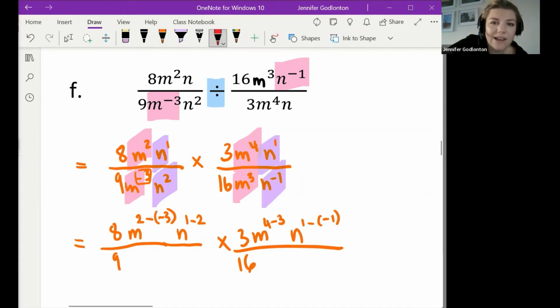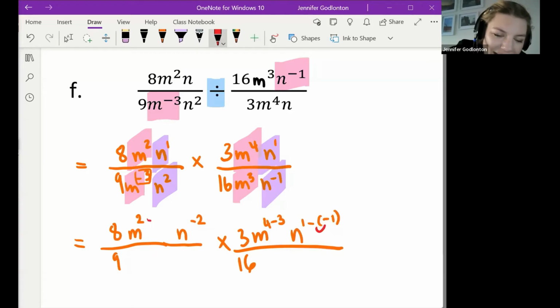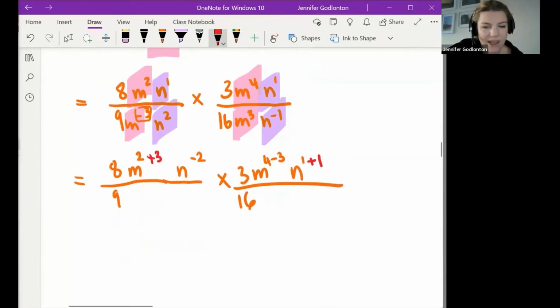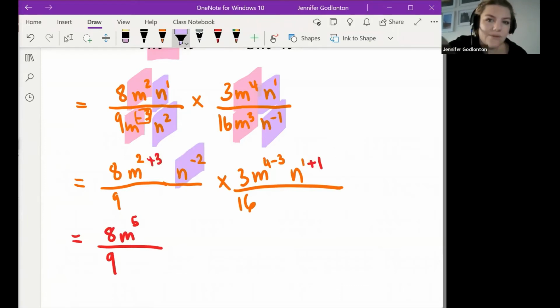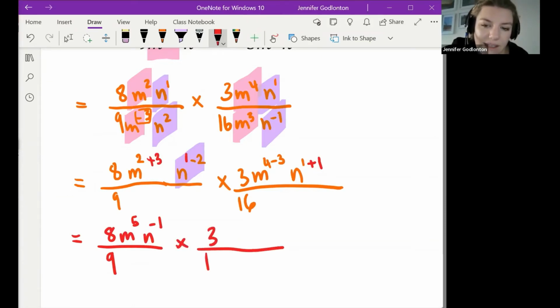Let's look at what this means. When I have a negative and a negative that are written together like that, what does that become? What do two negatives next to each other become? Okay, when I have two negatives next to each other, they become a plus. So that lands up becoming +3, and that lands up becoming +1. Okay, so what I land up with is 8/9, m to the power of 2 plus 3, which is 5. Sorry, that should be 1 minus 2 for the n's. So that's going to become n to the -1, because 1 minus 2 is -1, times 3/16. 4 minus 3 is 1, and 1 plus 1 is 2.